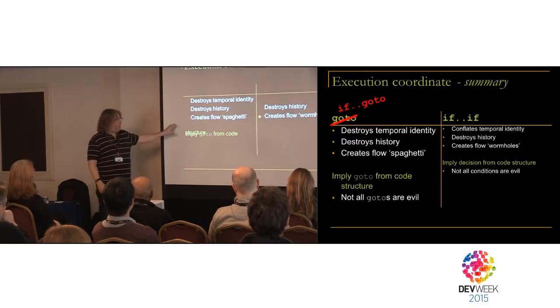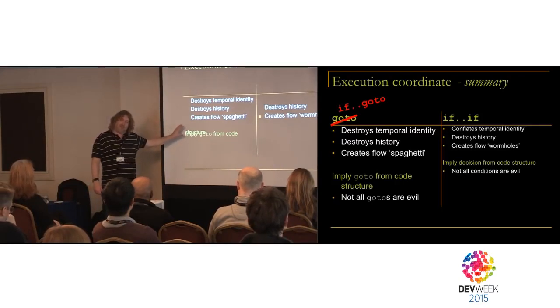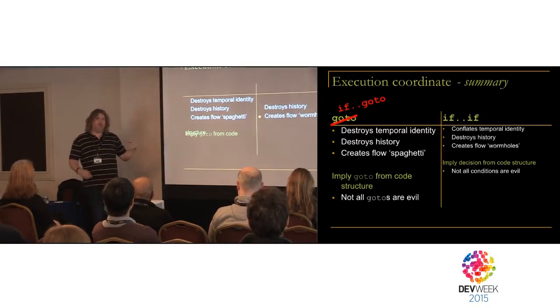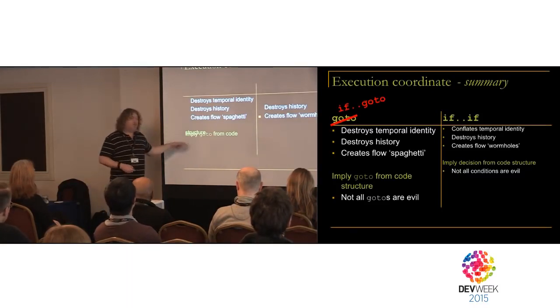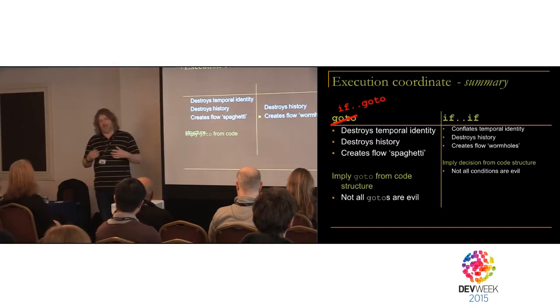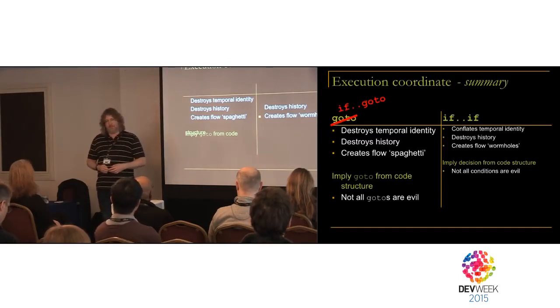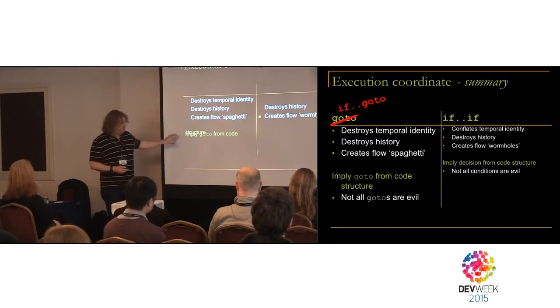Okay. In order to create structured code using gotos, what we have to do is not explicate the goto. We can't say goto. We can't spell it like this. What we have to do is imply the gotos from the shape of the code, right? And that was the solution to the goto problem.